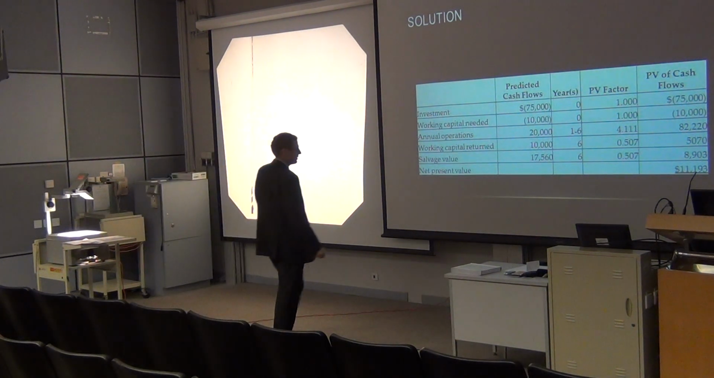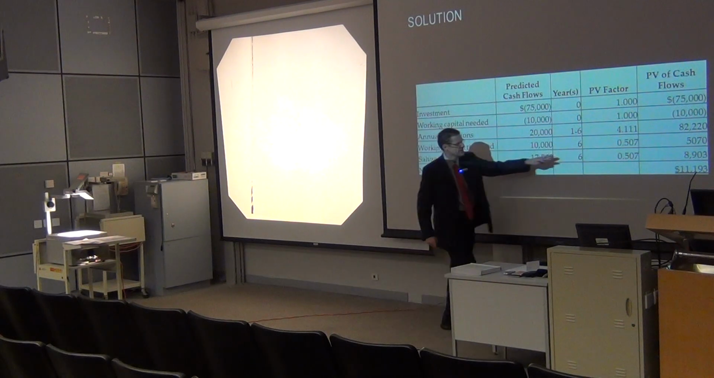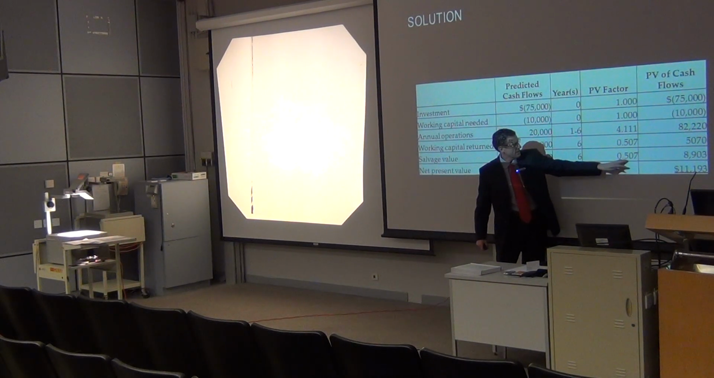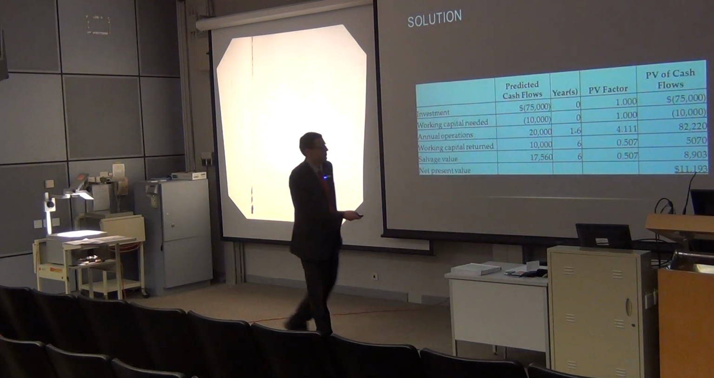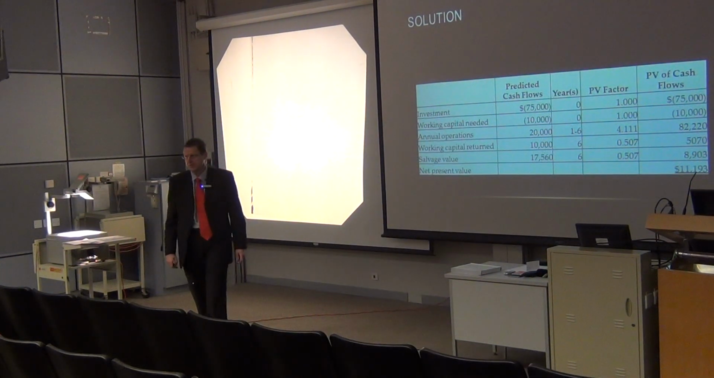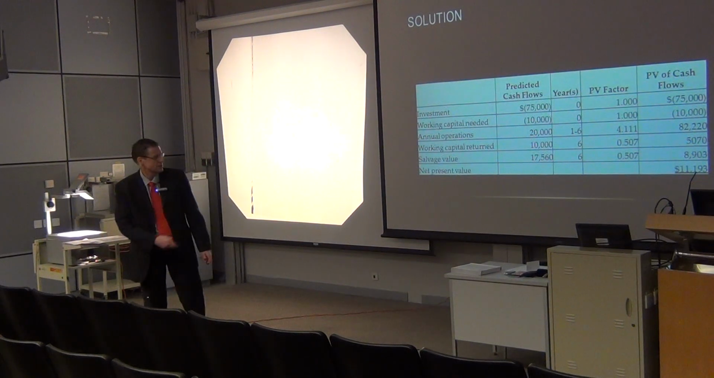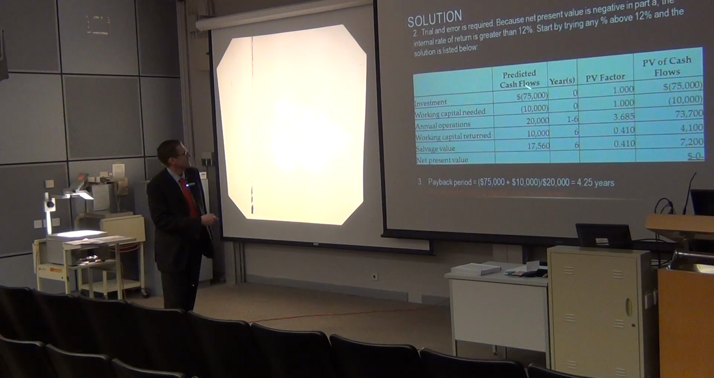And then we have working capital return. So in year 6, that is the present value of money, and that's the present value factor there. And then in the end, we have a present value that's positive. So therefore, we should go ahead and purchase the crane. What about the second part?